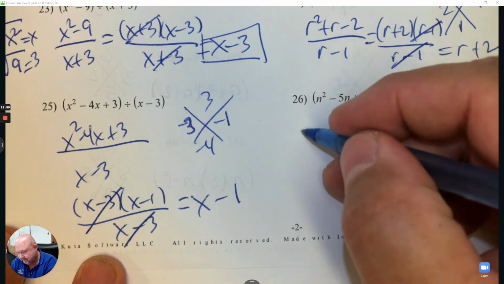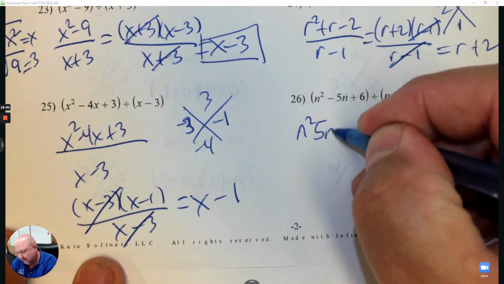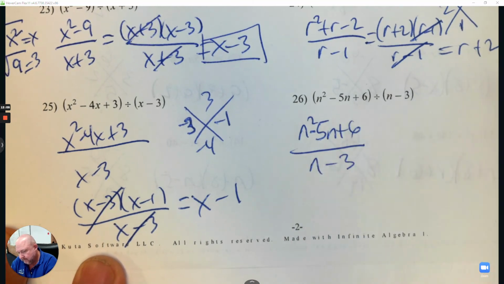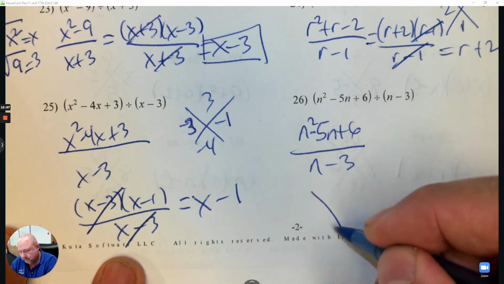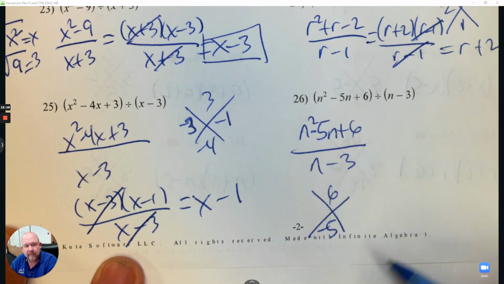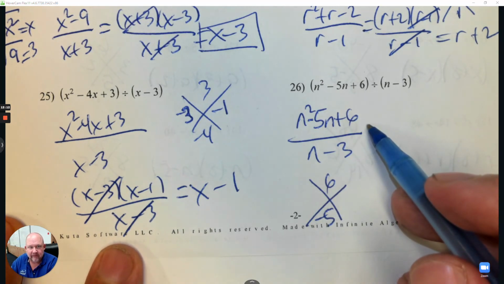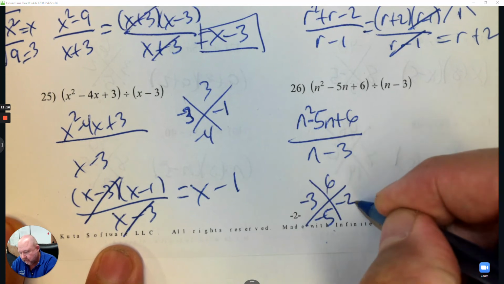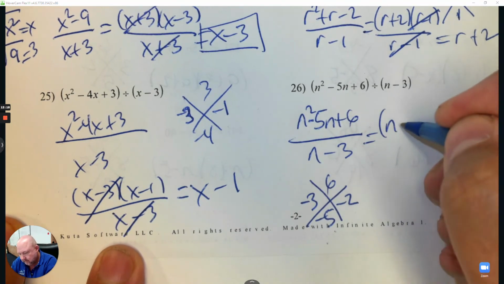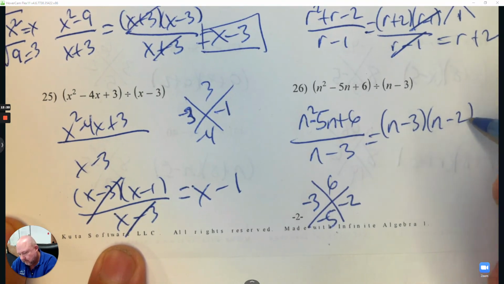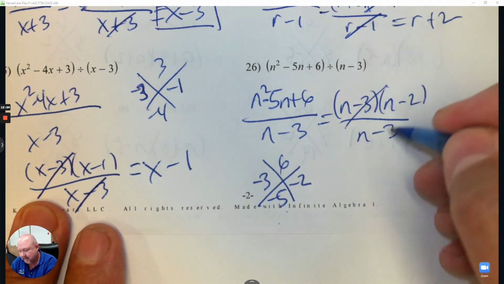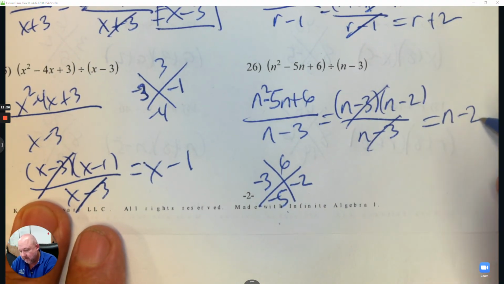Last one, write it as a fraction, and then factor the numerator. So two numbers that multiply to 6, and the same two numbers add to negative 5. So find those two numbers. Then match and divide out, and then what's left that you didn't cross out is your answer.